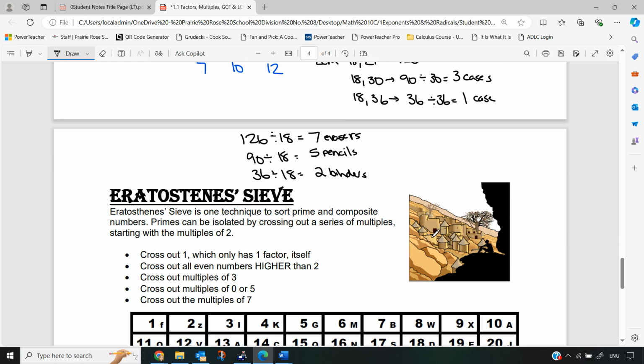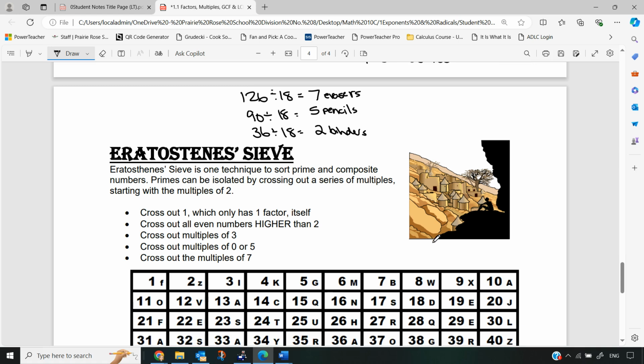There is an extra piece at the end here if you want to choose to do it as an extension. I will work through the example here and post it at the end, but this is just an activity that you can use to identify prime and composite numbers. Again, pause the video, try it for yourself, and then come back and check your answer.